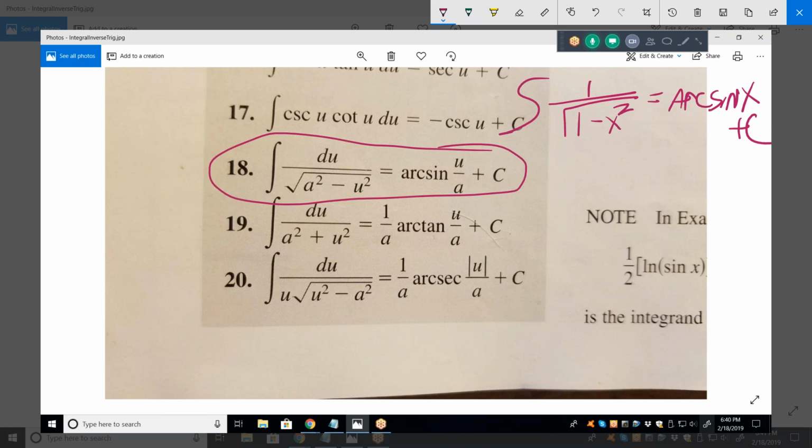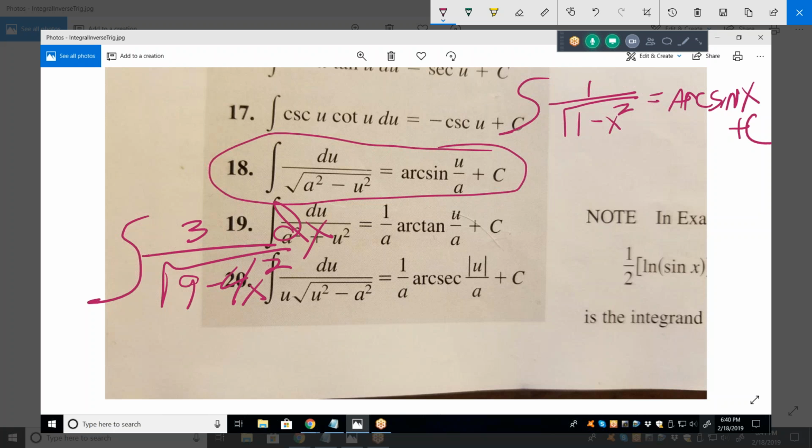In other words, if u is not x, if u is something a little more complicated, like problem number 2. Look at the denominator. It's the square root of 9 minus 4x squared. Let me write that one up here and we'll apply it. So we're taking the integral of 3 over the square root of 9 minus 4x squared dx.